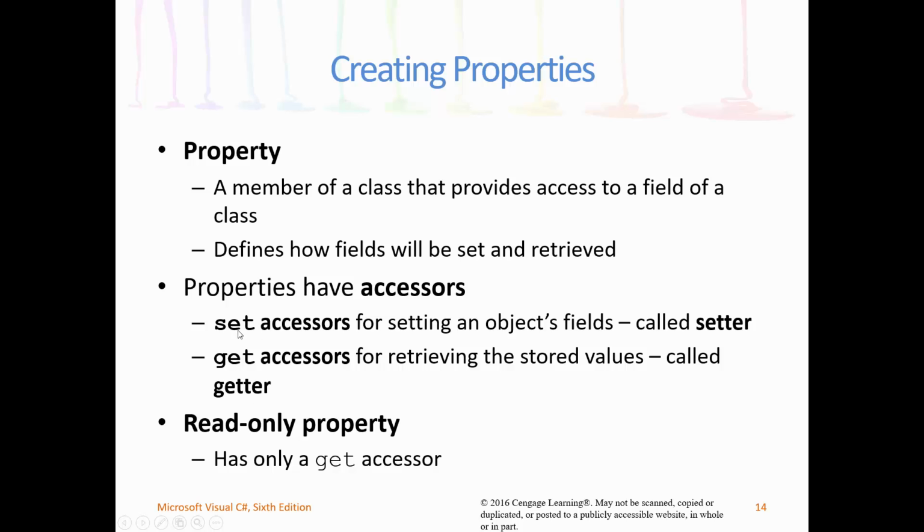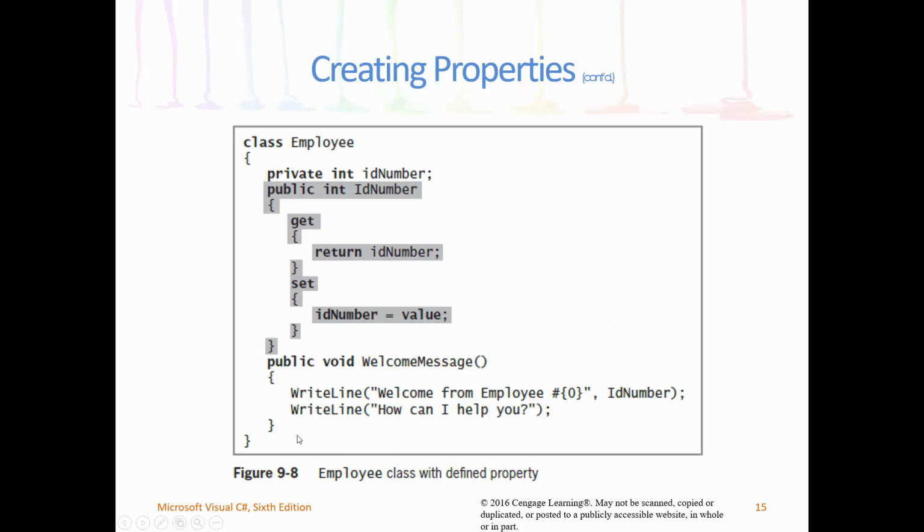If I have a get and a set for a property, and you're going to see this in the next slide or two, that means I'm able to both set a value for that property and retrieve that value. If I put a get but not a set, that means it's read only. If I put a set and not a get, it means it's write only. So, if we look at this, this is one way of doing it. This is not the only way, but this is a way of doing it.